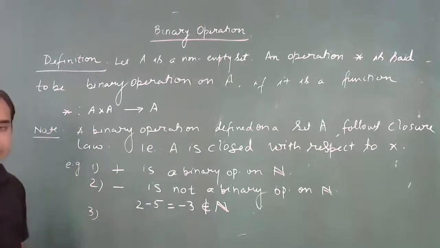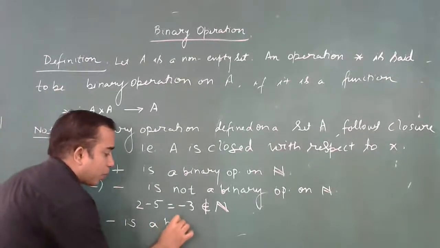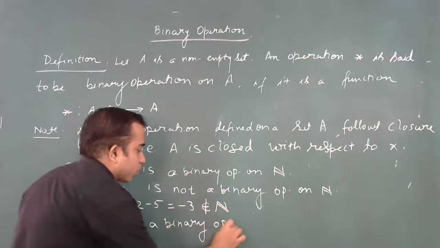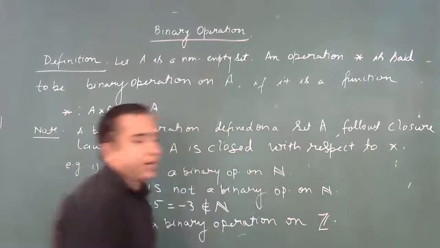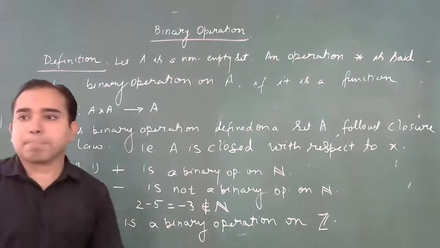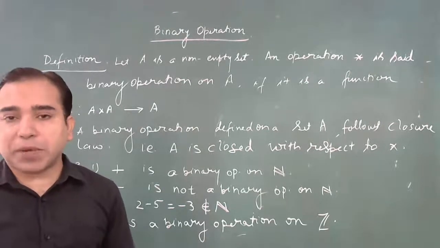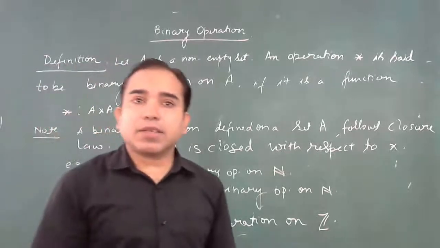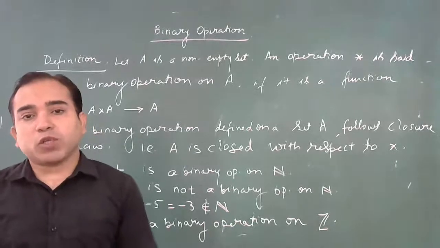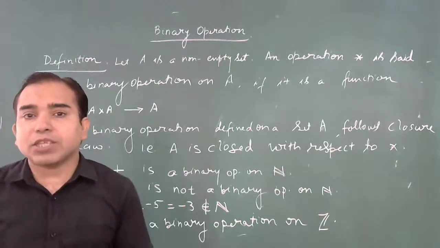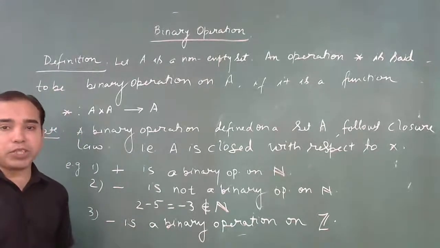But if I take Z, subtraction is a binary operation on Z, isn't it? Because you take any two integers, you subtract them, and finally the resultant number will be an integer. Either you do 2 minus 5 or you do 5 minus 2, the result will be an integer, right? Either positive or negative. That's why subtraction is a binary operation on integers.